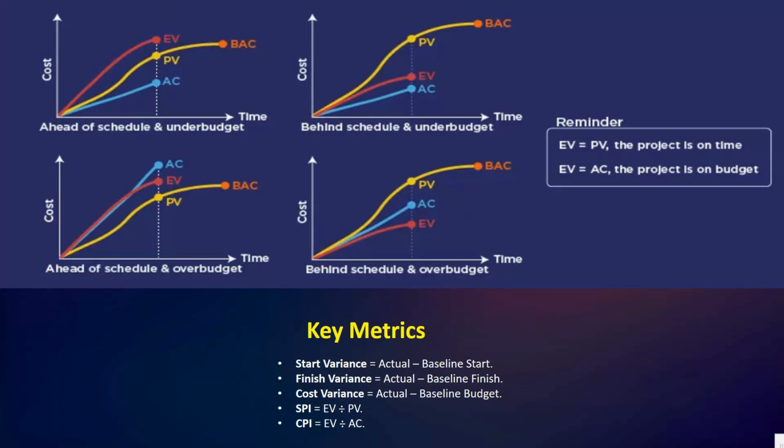Okay, so in earned value management, baselines are also used for calculating SPI, the schedule performance index: earned value divided by planned value. Actually, this is the formula to calculate the SPI. Second, we have the CPI, cost performance index, equal to earned value divided by actual cost.